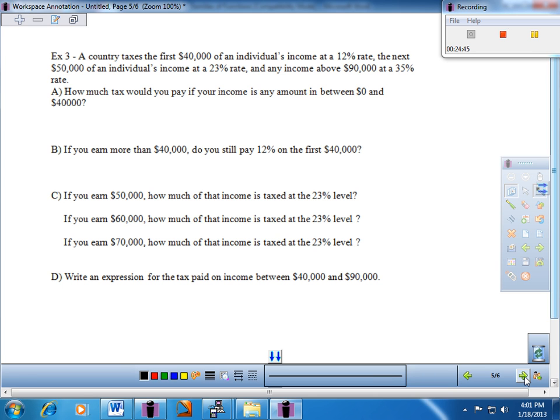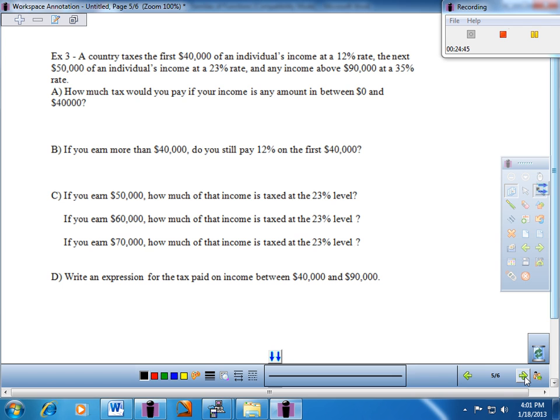On a much more simplified version, but it is analogous nonetheless. So let me read through the problem and then we'll go for it. A country taxes the first $40,000 of an individual's income at a 12% rate, the next $50,000 of income at a 23% rate, and any income above $90,000 at a 35% rate.